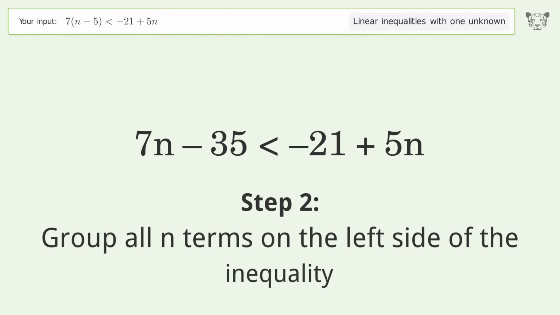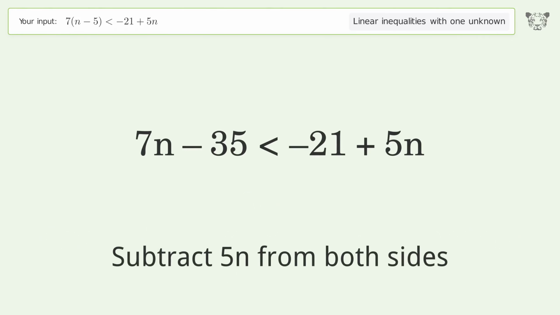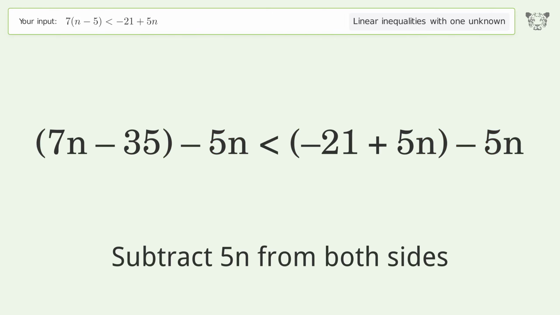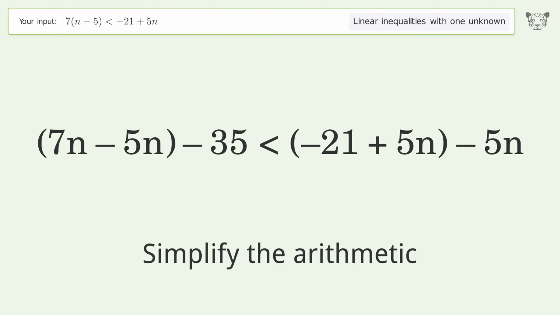Group all n terms on the left side of the inequality. Subtract 5n from both sides. Group like terms. Simplify the arithmetic.